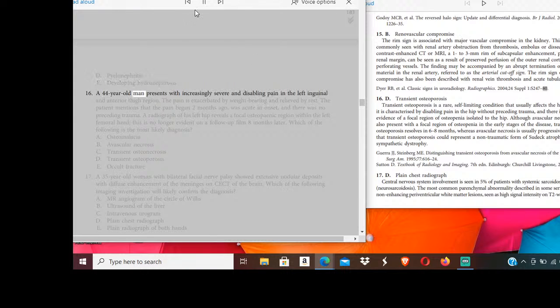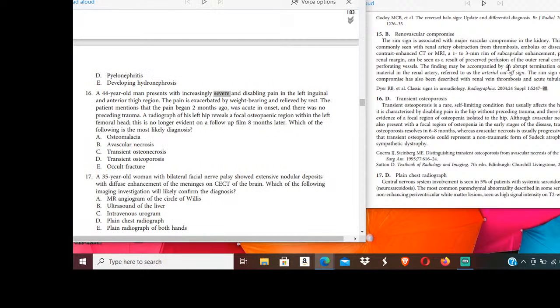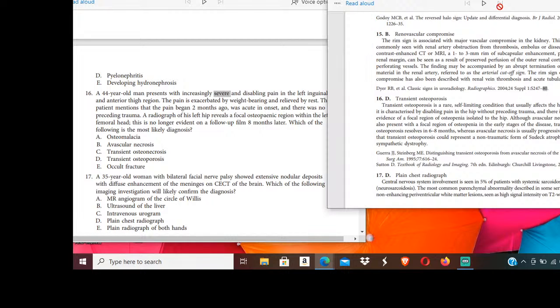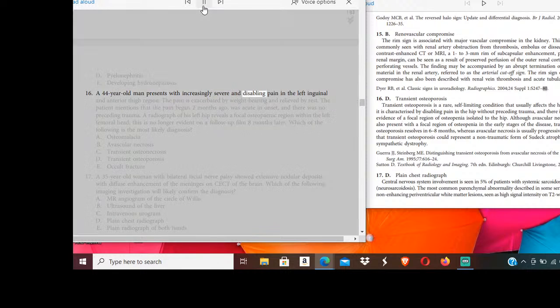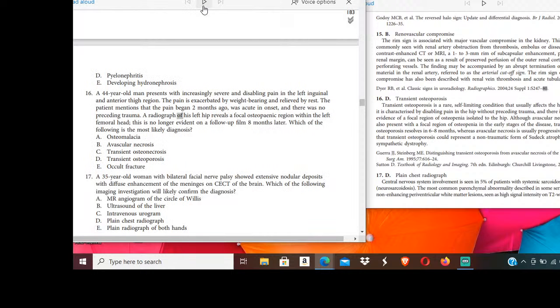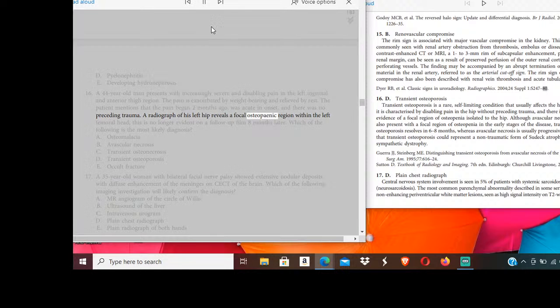16. A 44-year-old man presents with increasingly severe and disabling pain in the left inguinal and anterior thigh region. The pain is exacerbated by weight-bearing and relieved by rest. The patient mentions that the pain began 2 months ago, was acute in onset, and there was no preceding trauma. A radiograph of his left hip reveals a focal osteopenic region within the left femoral head. This is no longer evident on a follow-up film 8 months later. Which of the following is the most likely diagnosis?